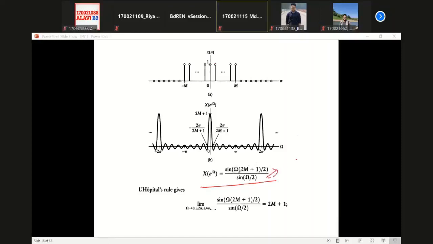You differentiate it with respect to capital omega. It will be equal to (2m plus 1) divided by 2 divided by half at omega equal to 0, and that will be equal to what? Twice m plus 1. So the maximum value of your Fourier transform will occur at omega equal to 0 and at omega equal to multiples of twice pi, isn't it? Because after twice pi, the same thing will appear.